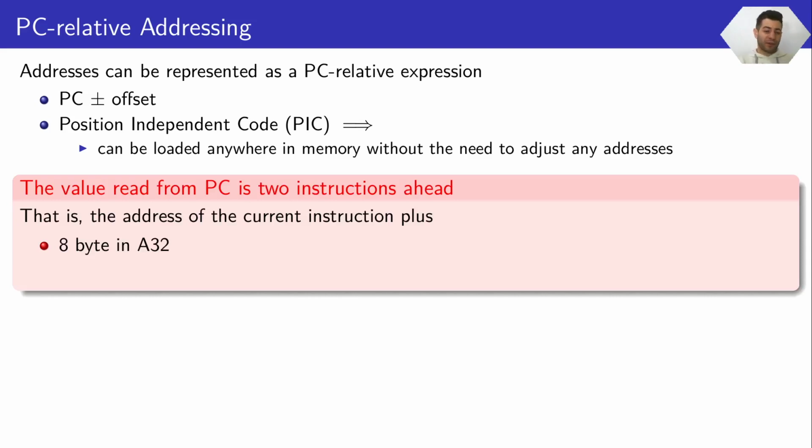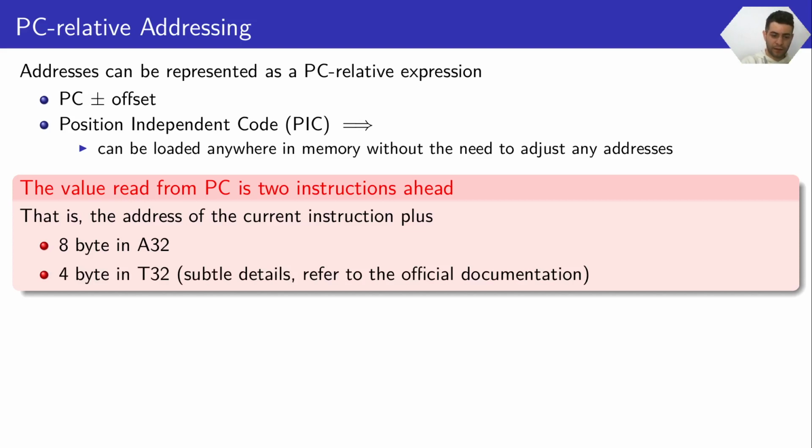I don't know if you remember this detail. At the beginning of this course, when I was introducing the architecture, I told you that the value of the program counter is always 2 instructions ahead. So in ARM32 it's 8 bytes ahead, and in Thumb it's 4 bytes. There are subtle details, usually it's 4 bytes, but please refer to the official documentation if you end up in such a case. The point is that luckily these assemblers are aware of those facts and they will adjust things for you.